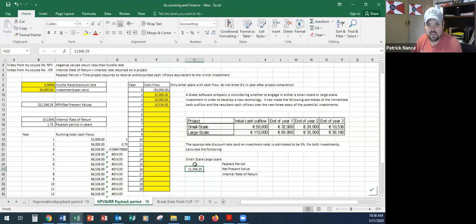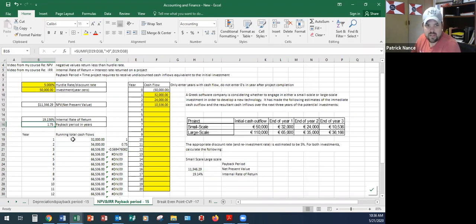So the small scale, the internal rate of return is 19.136%. In payback period, this pays back in year two. And like I said, I wrote a function here, and I don't know why this negative is there. It's not affecting it obviously because of the way I wrote my other function, but the negative shouldn't be there.